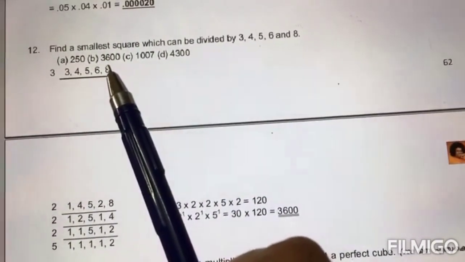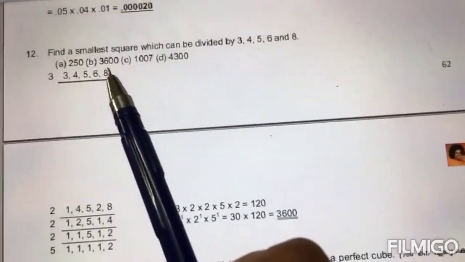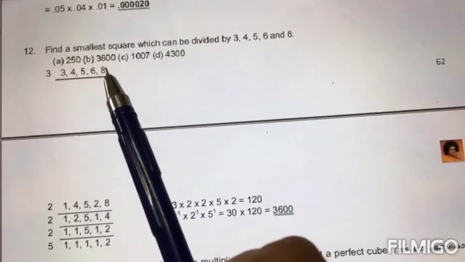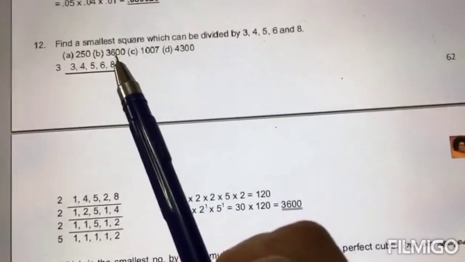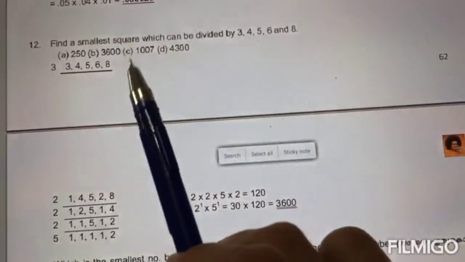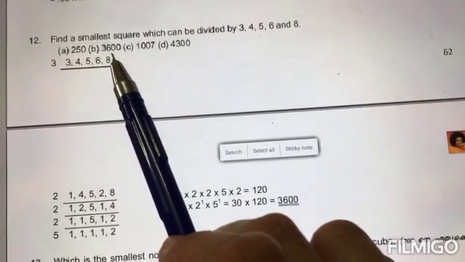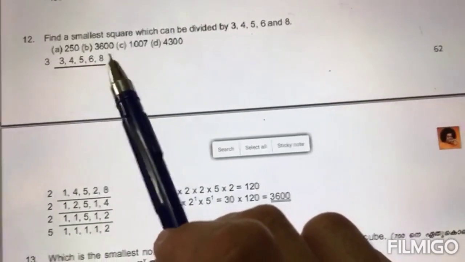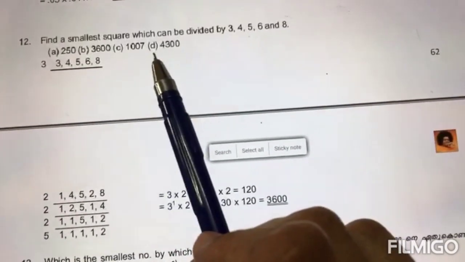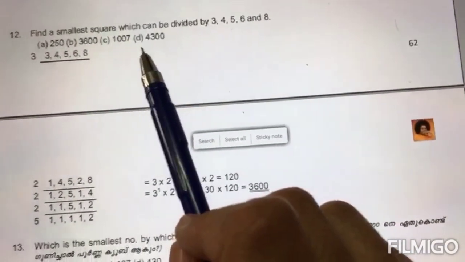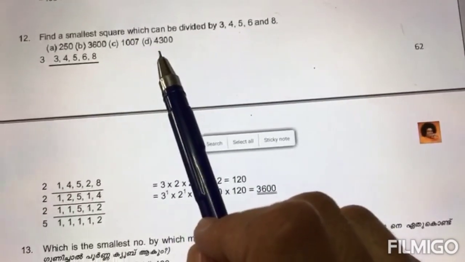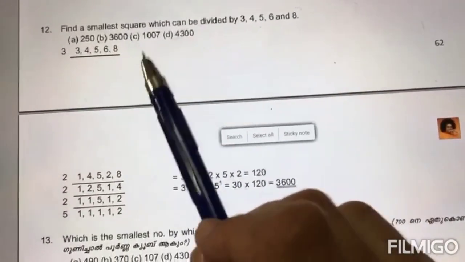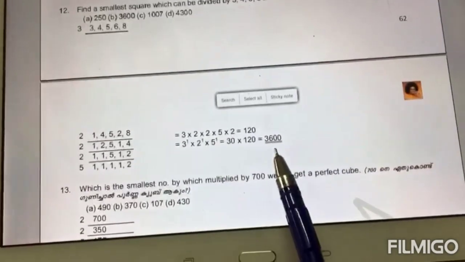Yes. Is it divisible by 4? Yes. It's already divisible by 5, we know that. What about 6? Yes. 6 into 600 is 3600. What about 8? 450 into 8 is equal to 3600. So I think option B is the right answer. Let us double check again with option D. Is it divisible by 3? No, it's not. So D is not the right answer. Option B is the right answer, which is correct.